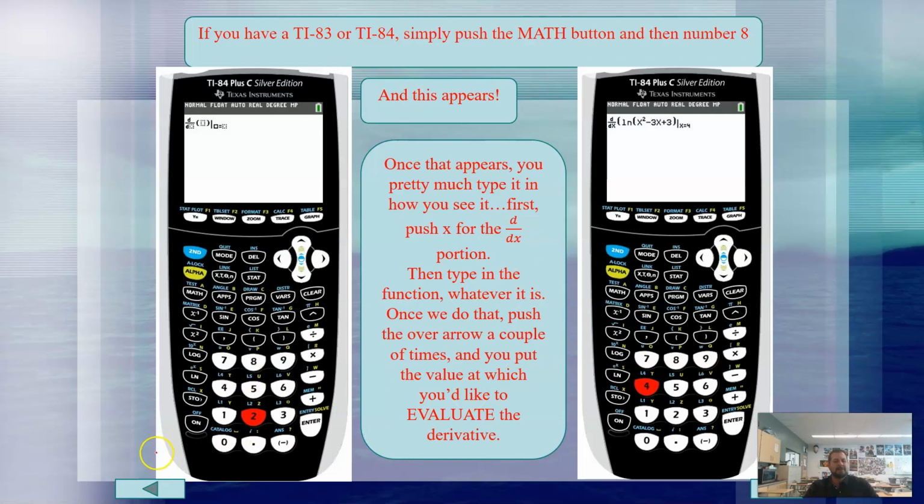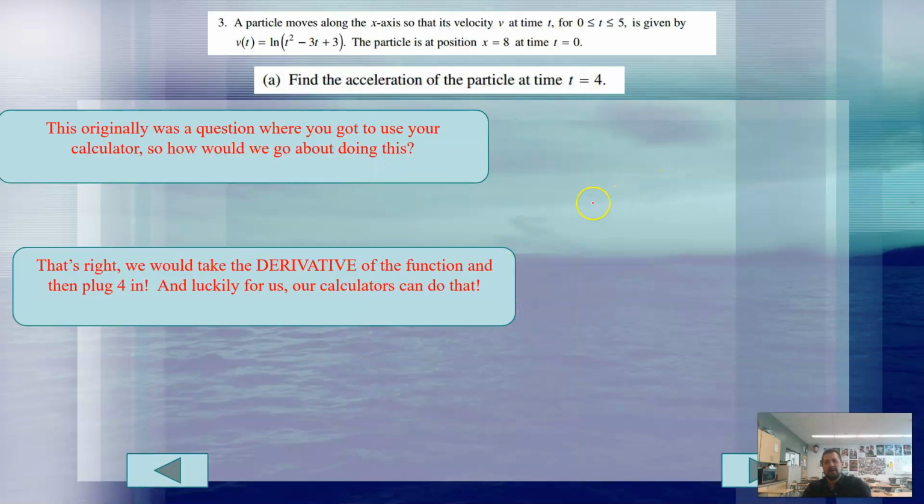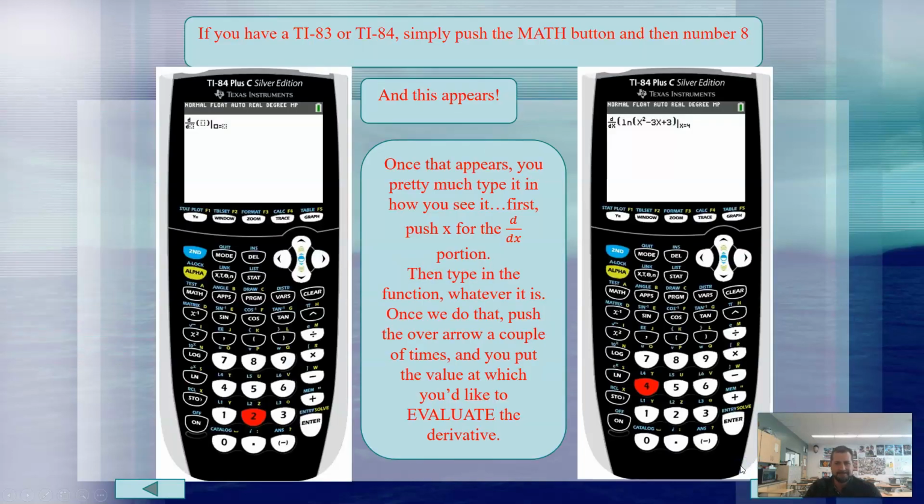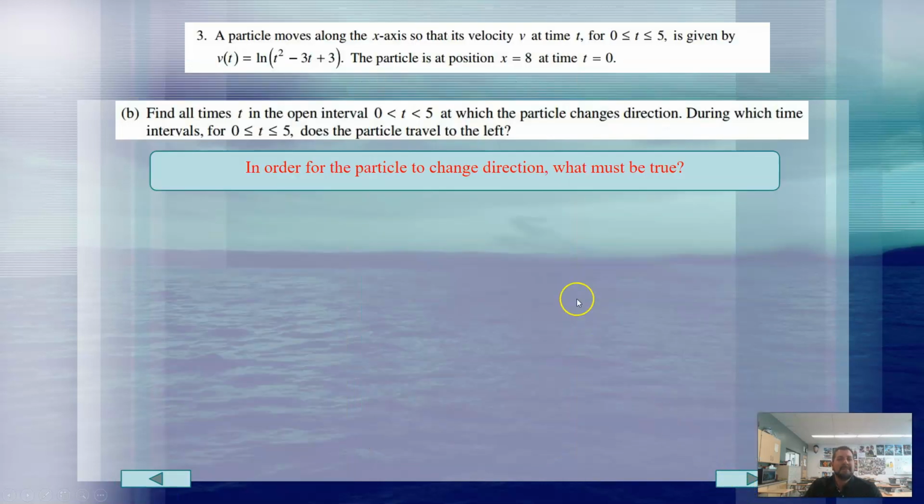All you would have to write on a question like this one is you would just say, okay, A of 4 is equal to whatever that number was that we got when we typed that into the calculator. So that would be your answer to letter A. You'd be all done.